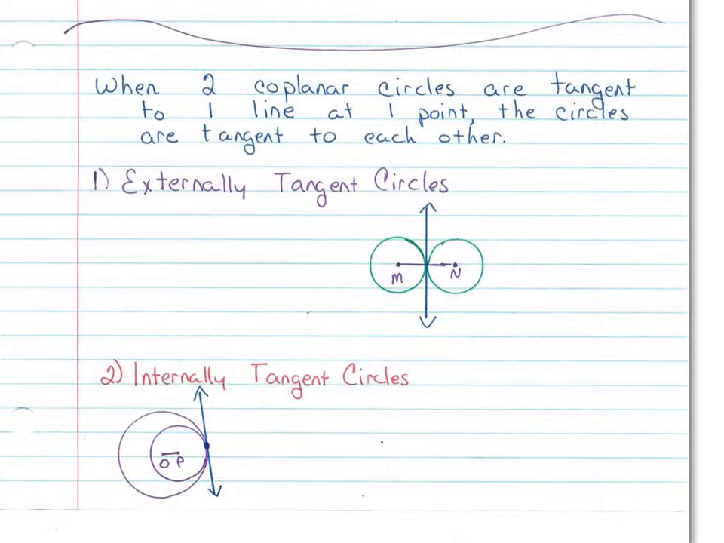So when two coplanar circles are tangent to one line at one point, the circles are tangent to each other. Two options here. Externally tangent means that the centers of the circles lie on opposite sides of the tangent line. Notice with circle M and N, the centers of the circles lie on opposite sides of the tangent line.